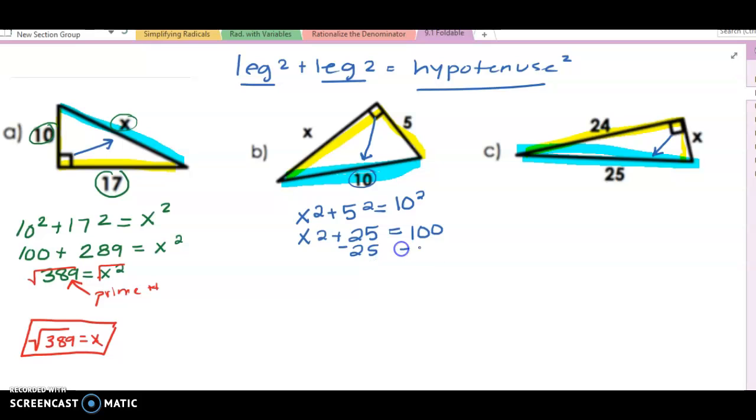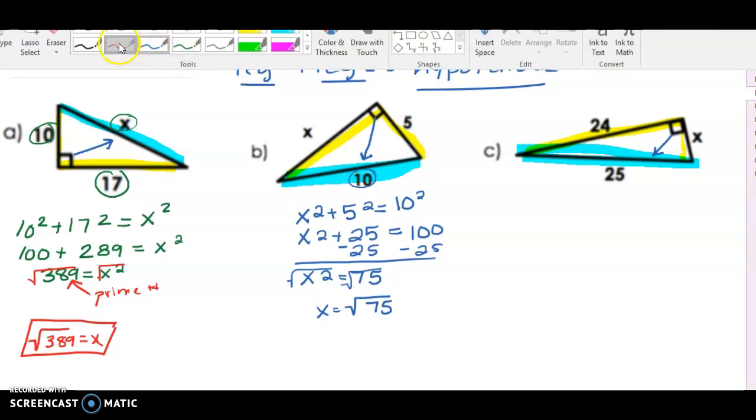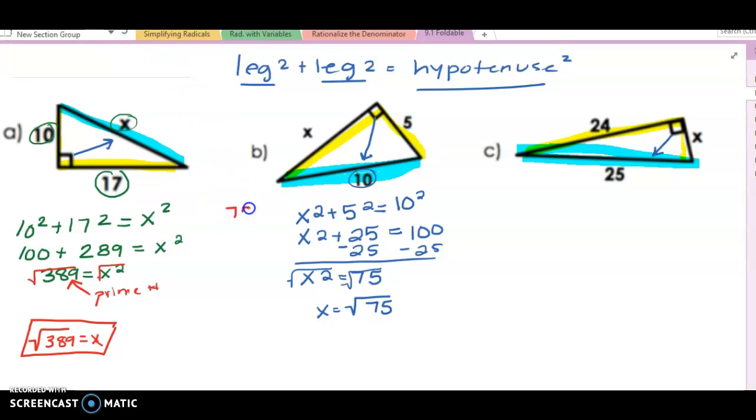Minus 25 on both sides. I get x squared equals 75. Now to undo a square, we would square root both sides, so I'd get x equals square root of 75. And then once again, I'm going to go ahead and break down square root of 75.